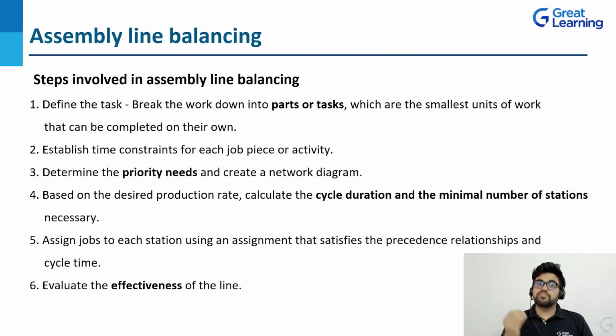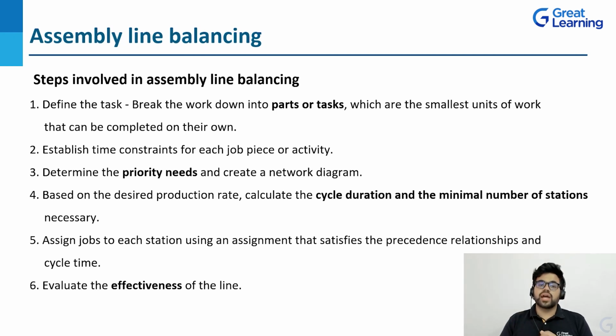So the first step would be defining the task, breaking down the work into smaller tasks, which is the smallest unit of work that can be completed at that particular time. Second is to establish time constraints for each job or activity. You need to block certain time schedules for each station. For example, if the drilling station takes 20 minutes and the counter boring or boring station takes 15 minutes, you need to time block it so that one particular work piece would require this much amount of time. So all these things need to be considered in blocking the time for that particular station.